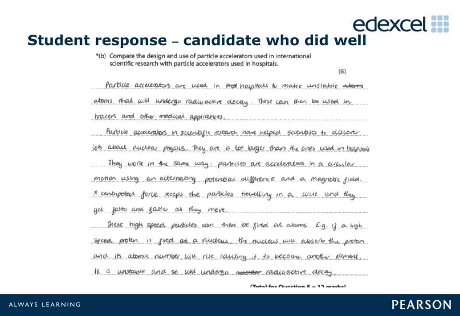The first question we will look at is one of the extended writing questions from the higher tier paper. This response was Level 3, scoring 6 marks, as it made a clear comparison between the design and use of the two different types of particle accelerator. It presented differences and similarities with just the right amount of detail. Candidates who did well in this type of question had a clear understanding of the physics and were able to structure their responses in a logical order, addressing all points in the question.